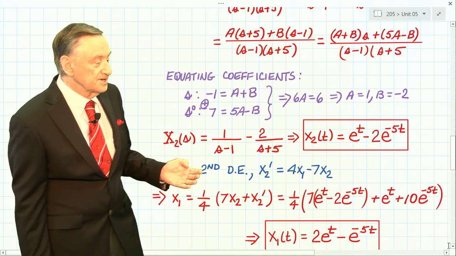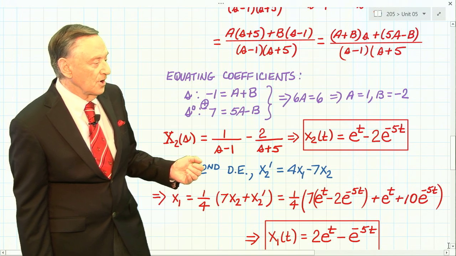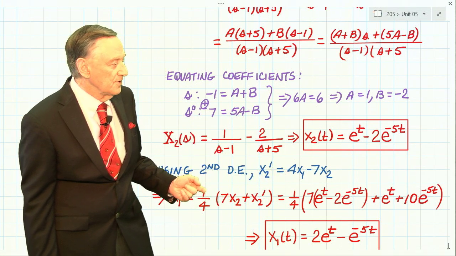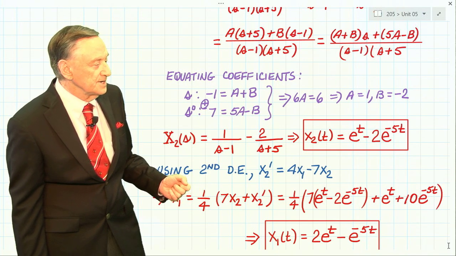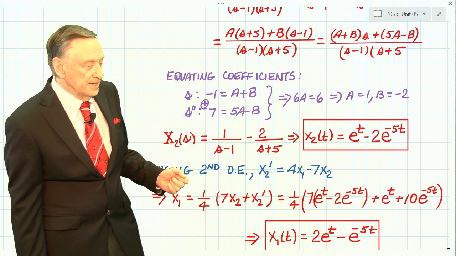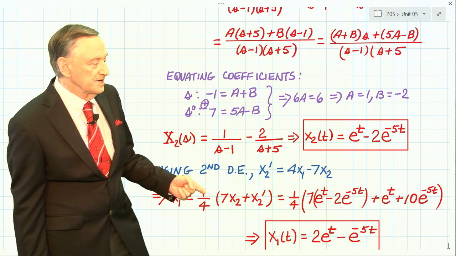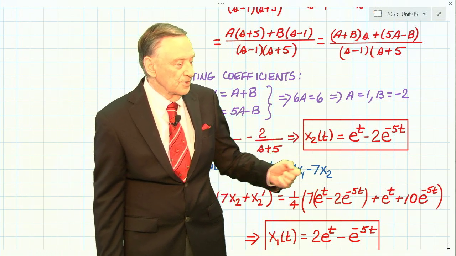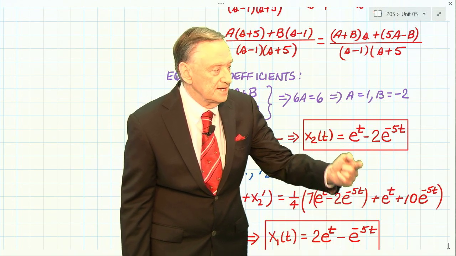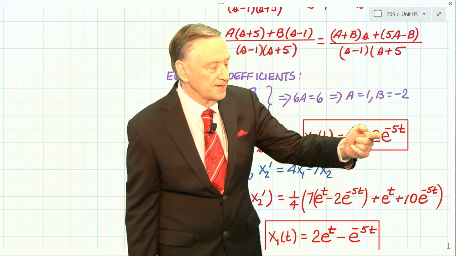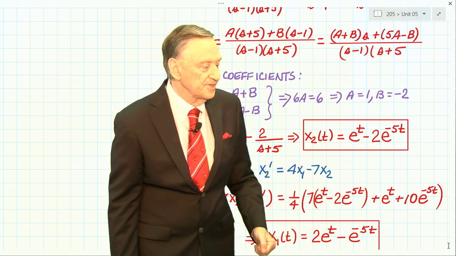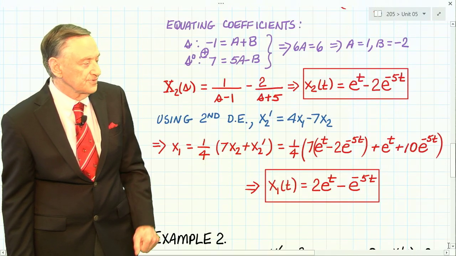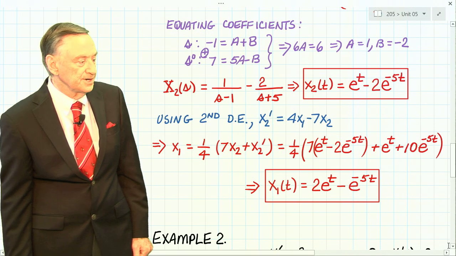Now if we take our second differential equation and solve that for x sub 1, we have the form that you see right here. And we're going to substitute in for x sub 2. X sub 2 prime, notice it's e to the t minus 2 times minus 5, or plus 10 e to the minus 5t. So we simplify and get the form that you see right here.